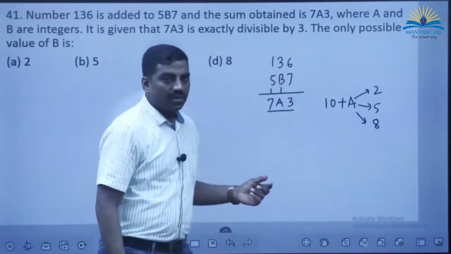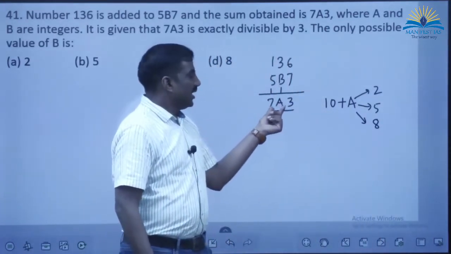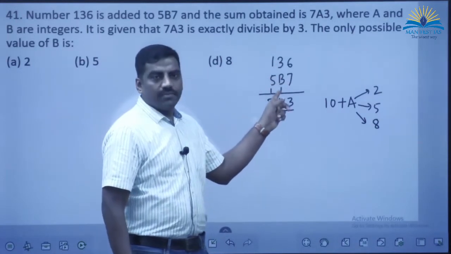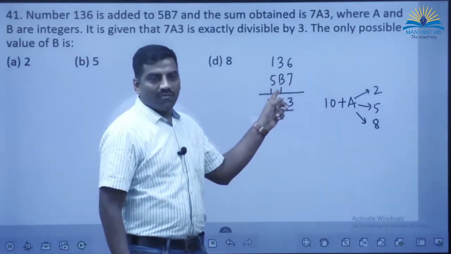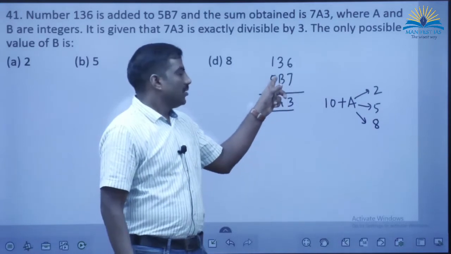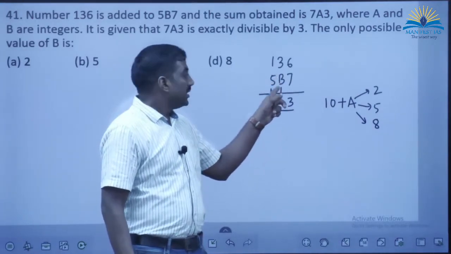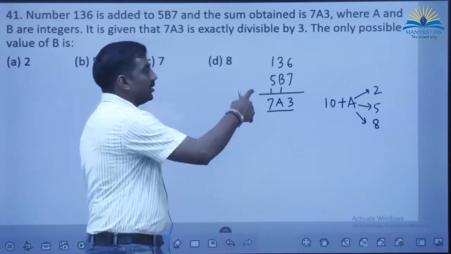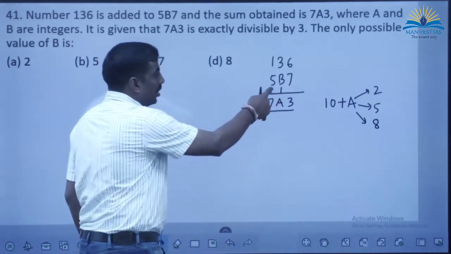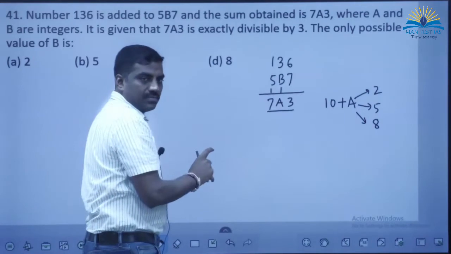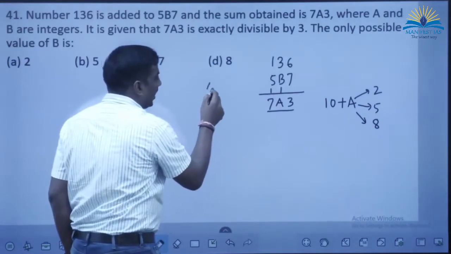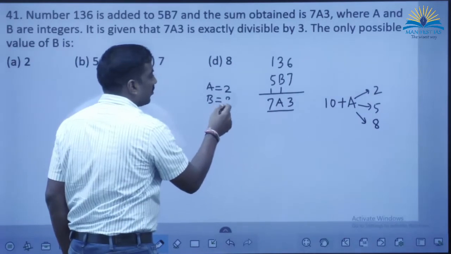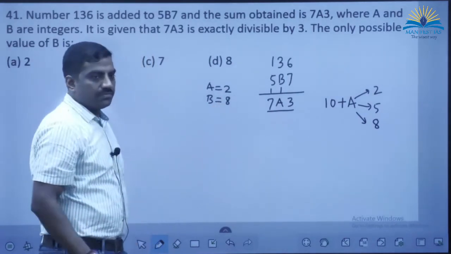If you think of 2 here, 3 plus 1 is already 4. If it is 2, then b will be what? 3 plus 1 is 4. 4 plus b is getting 12. So if a is 2, b would be 8. This is one option.